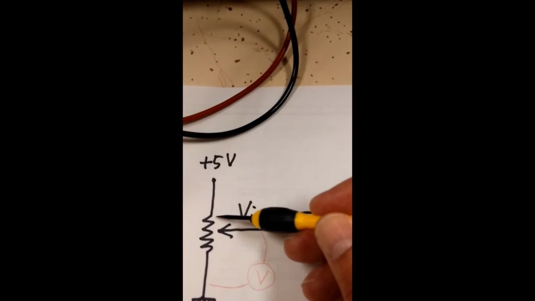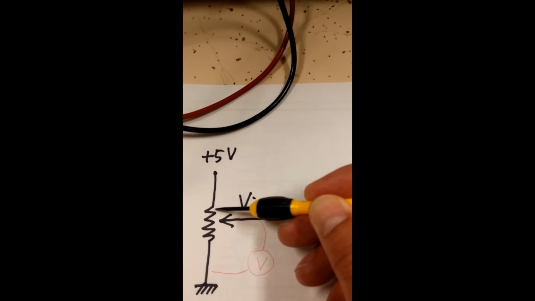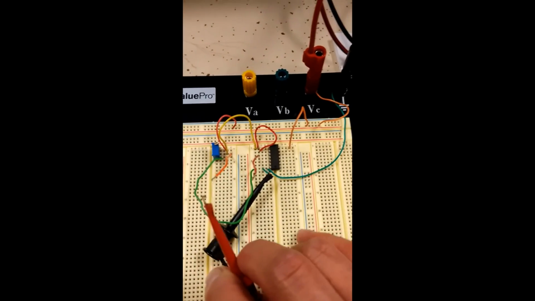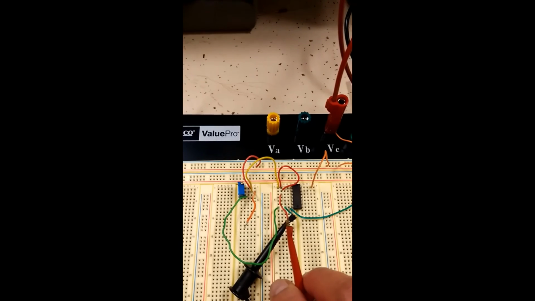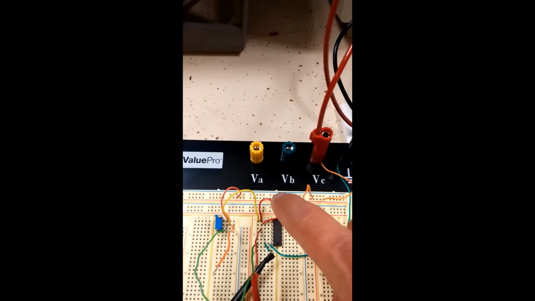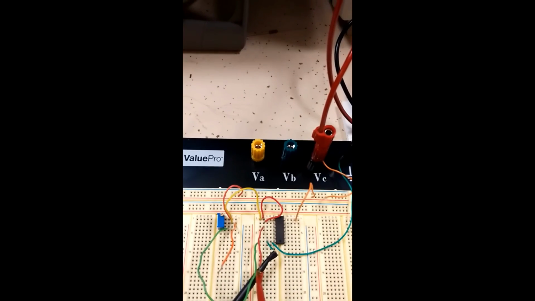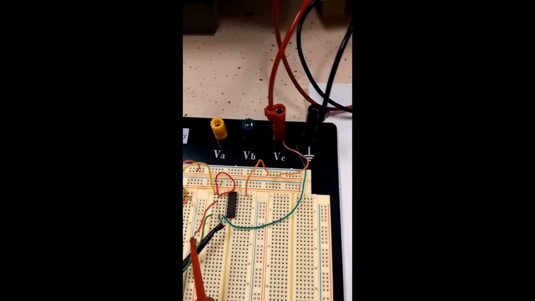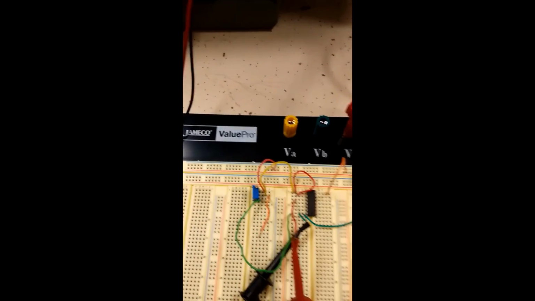And now this wiper is on this side. This wiper is now at the maximum, and the V in is now 5 volts. Now you go back, switch the voltmeter to V out from the inverter. Now you see this is 0. Why? Because you have this input of 5 volts to A and B, so the output should be 0, which is the NAND gate.